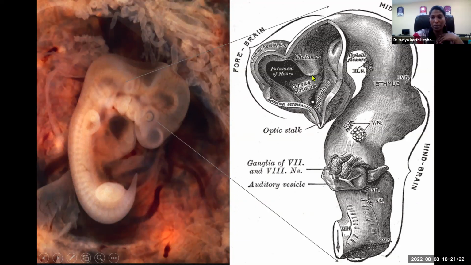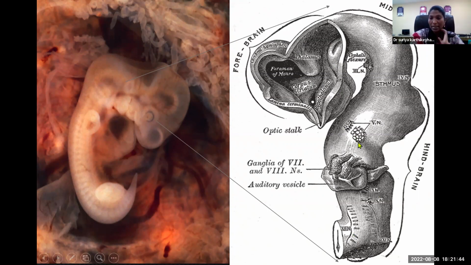The anterior neuropore closes, and this open structure will become a closed cavity. Initially, it is an open cavity. So when the closure happens, it will become a closed cavity. Okay. So this is the forebrain vesicle, and then the midbrain vesicle, and then this is the hindbrain vesicle. So you can also note all these things.